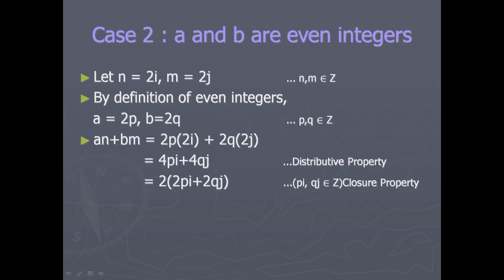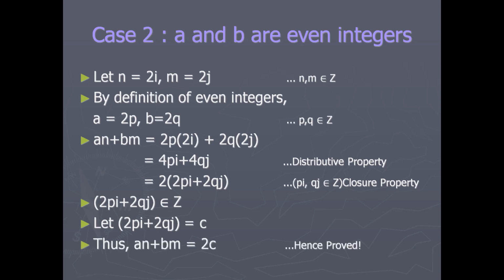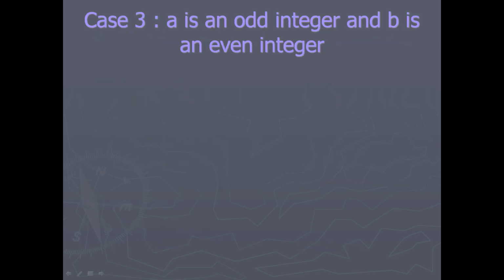So the sum an plus bm is in this manner by substituting these values, and then again over here I'm using distributive law of algebra and the closure property. So as you can see that the equation is a part of integers and I'm assuming it to be a constant, so my sum an plus bm is again 2c, where 2c is an even integer.